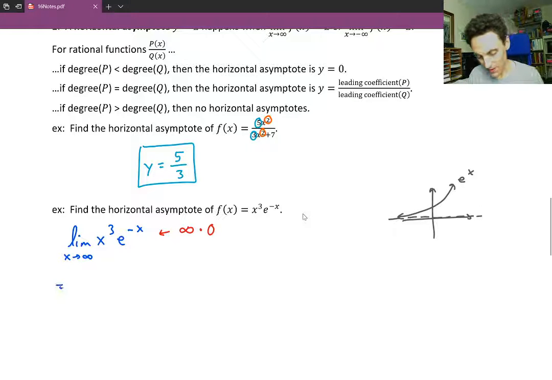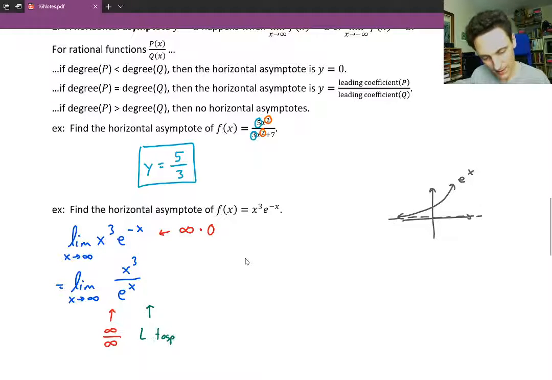Now we're going to use our same trick about taking one of those factors and bringing it down to the bottom, and that negative exponent is just begging to be brought down to the bottom anyway, so the e to the negative x will come down to the bottom as an e to the x. And now what we're set up for is a type infinity over infinity, which we can use L'Hopital on.